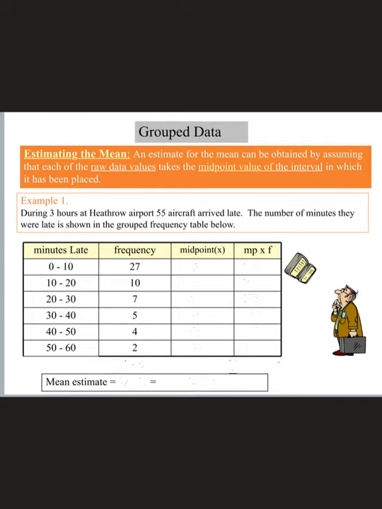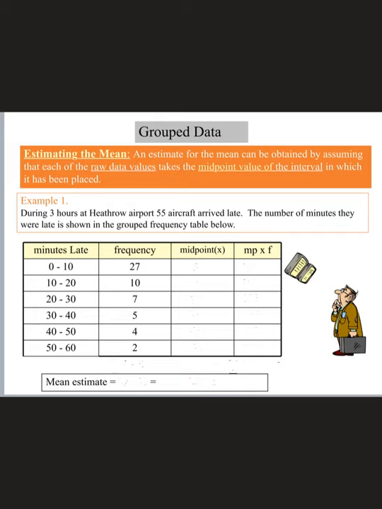Okay, so now we've completed the 5 a day. We're going to go on to the actual lesson. So please write "group data", and I want you to copy this example down. So, estimating the mean. An estimate for the mean can be obtained by assuming that each of the raw data values takes the midpoint value of the interval in which it has been placed.